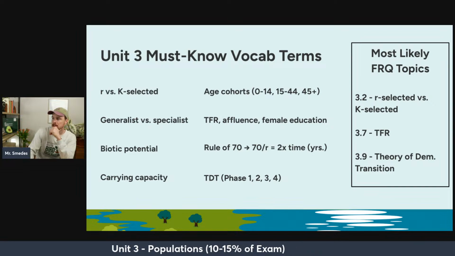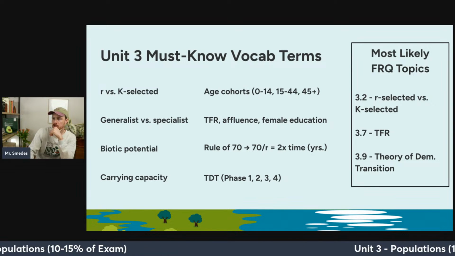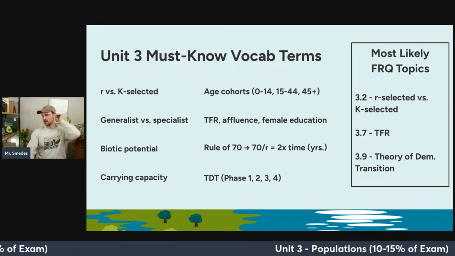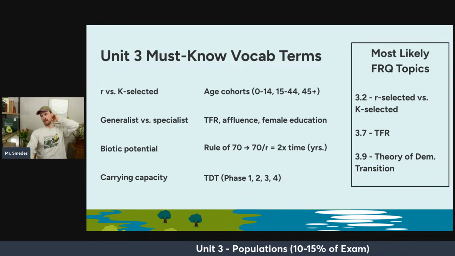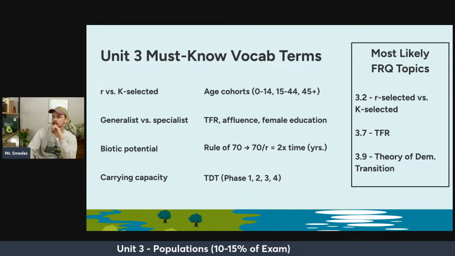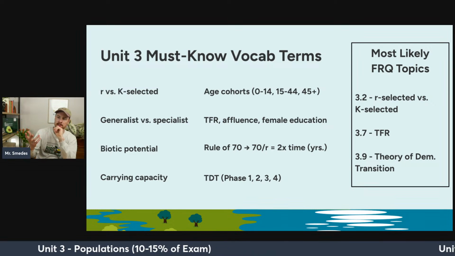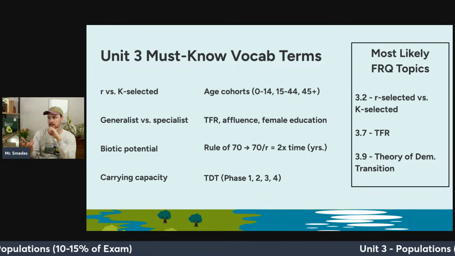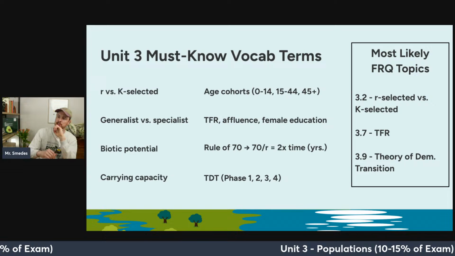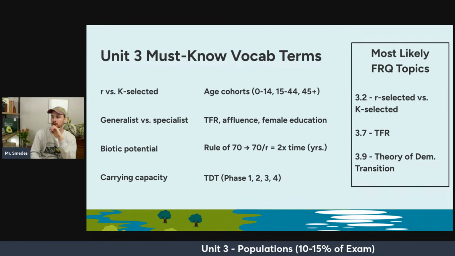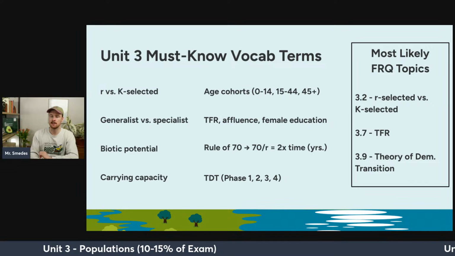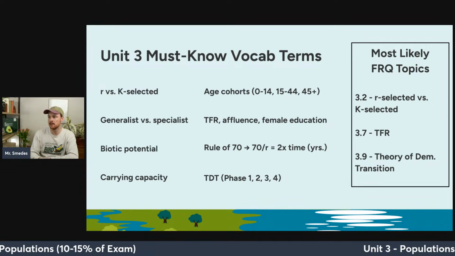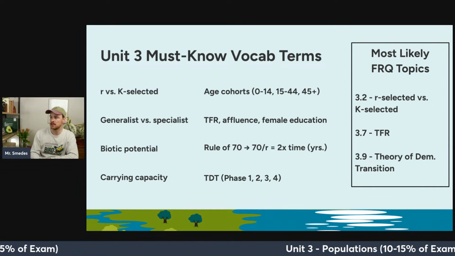Okay, let's just quickly touch on the most likely FRQ topics. R selected and K selected, it just keeps coming up on the FRQs in different ways. R strategists being more likely to be invasives, K strategists being more likely to be endangered. We had a protein insect question last year about why these certain beetles would be a good protein insect source because they're R selected, they reproduce so rapidly. So this comes up on the exam.